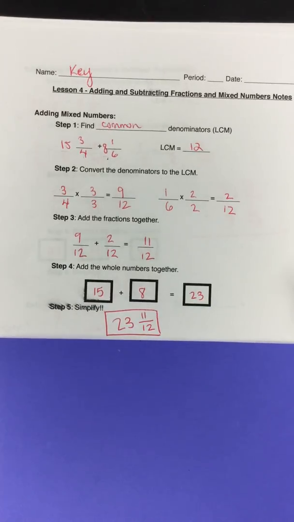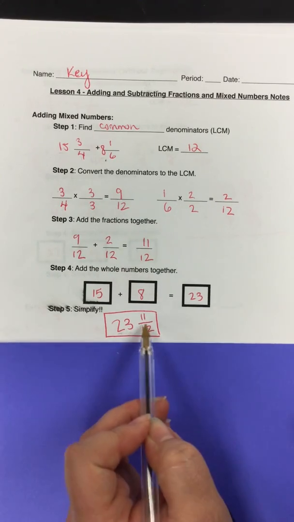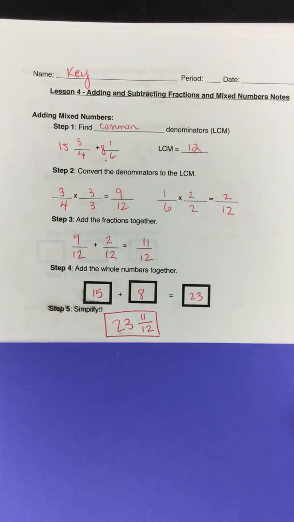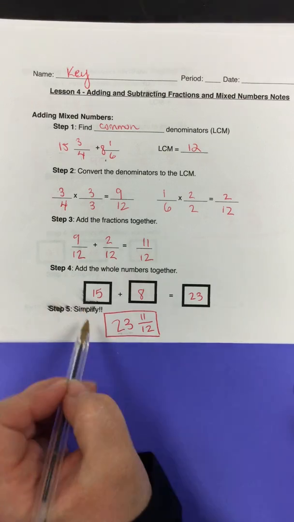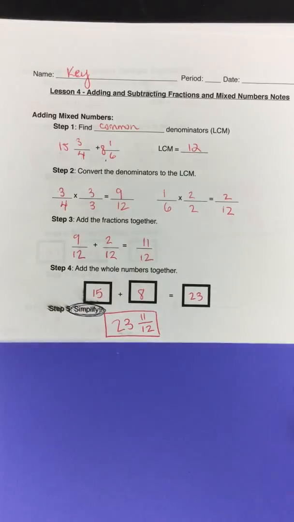And for step 5, we're going to put our answer together. We're going to take our whole number of 23 and our fraction of 11/12. Now, we're not done until we ask ourselves, can we simplify? In this case, we cannot simplify 11/12, so our answer is complete.